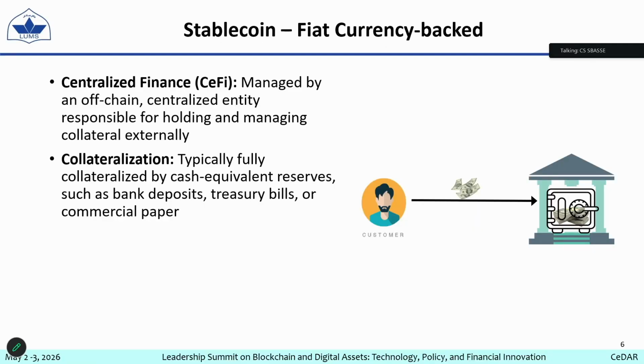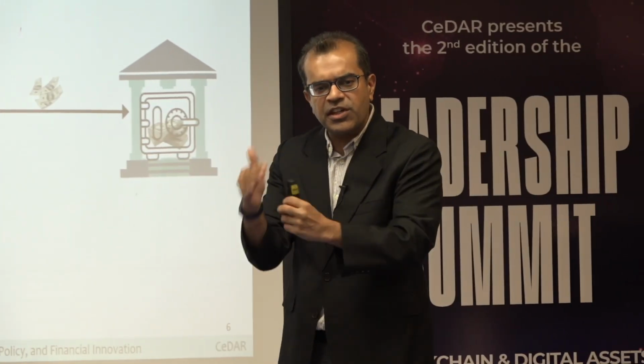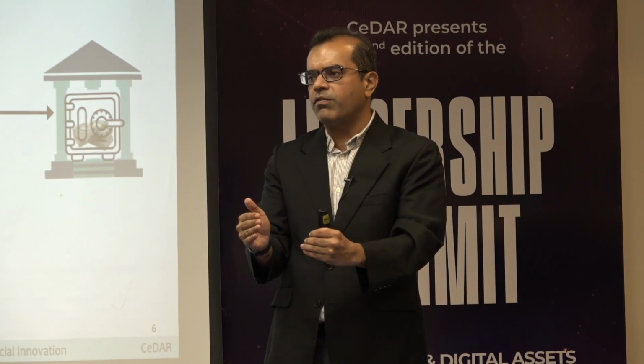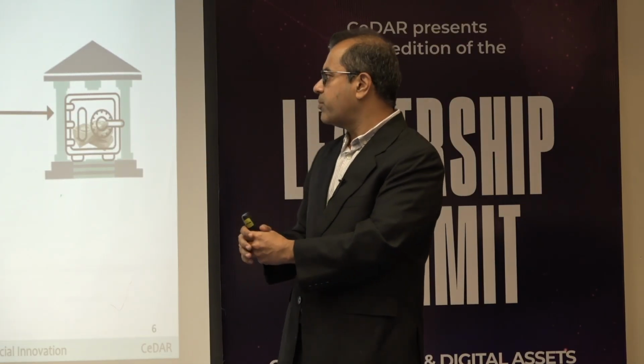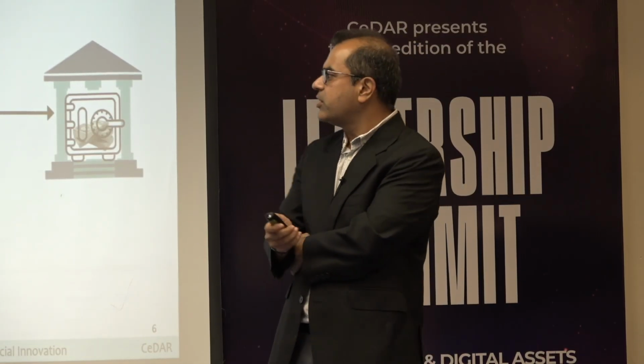It has to be fully collateralized. So if, for example, Circle has issued $77 billion worth of stable coins, they will have $77 billion worth of US dollar assets. This could be in the form of liquid cash. This could also be in the form of short-term US treasuries. So it could be treasury bills, bank deposits, or commercial papers.